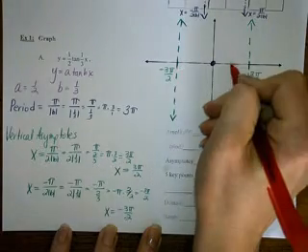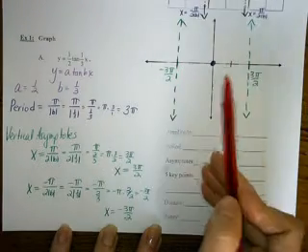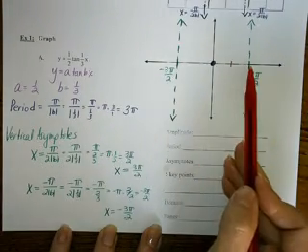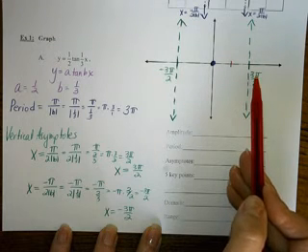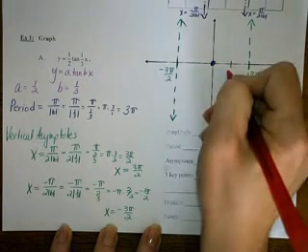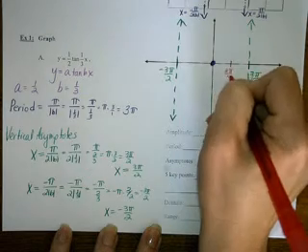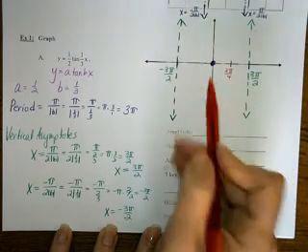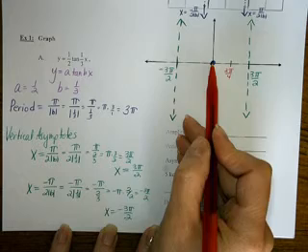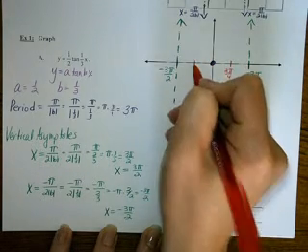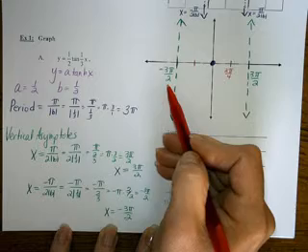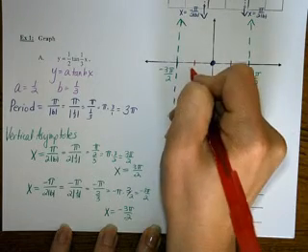So, halfway between 0 and 3 pi over 2. Well, what's half of 3 pi over 2? 3 pi over 4. So that means I'm to the right 3 pi over 4. Then halfway between 0, 0 and negative 3 pi over 2. What's half of the way to negative 3 pi over 2? Negative 3 pi over 4.